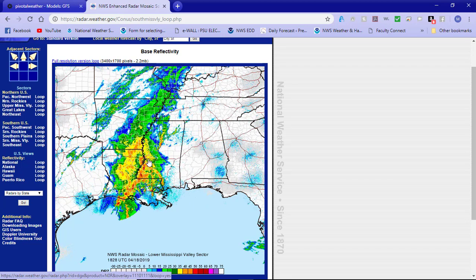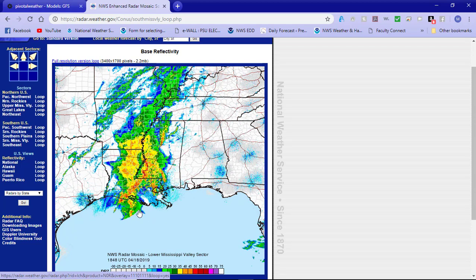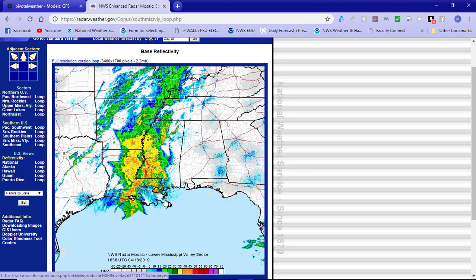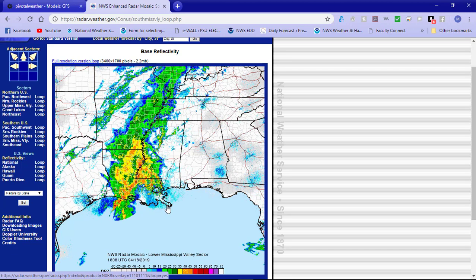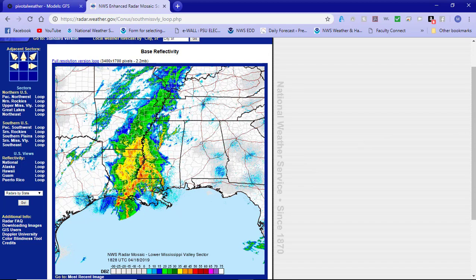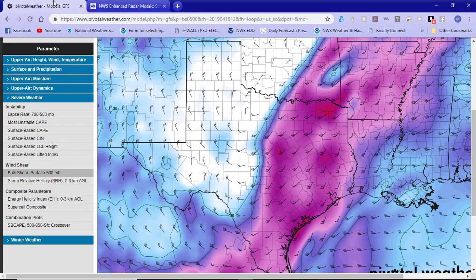Right where my mouse is circling, this was the area where we had most of the ingredients for thunderstorm development, and you can see that this is where the strongest thunderstorms are actually being produced. So when you create weather forecasts, you can use these tools and these checklists, and you can use Pivotal Weather to see where you have the best ingredients, and what locations would be the best to predict severe weather to occur on a certain day.